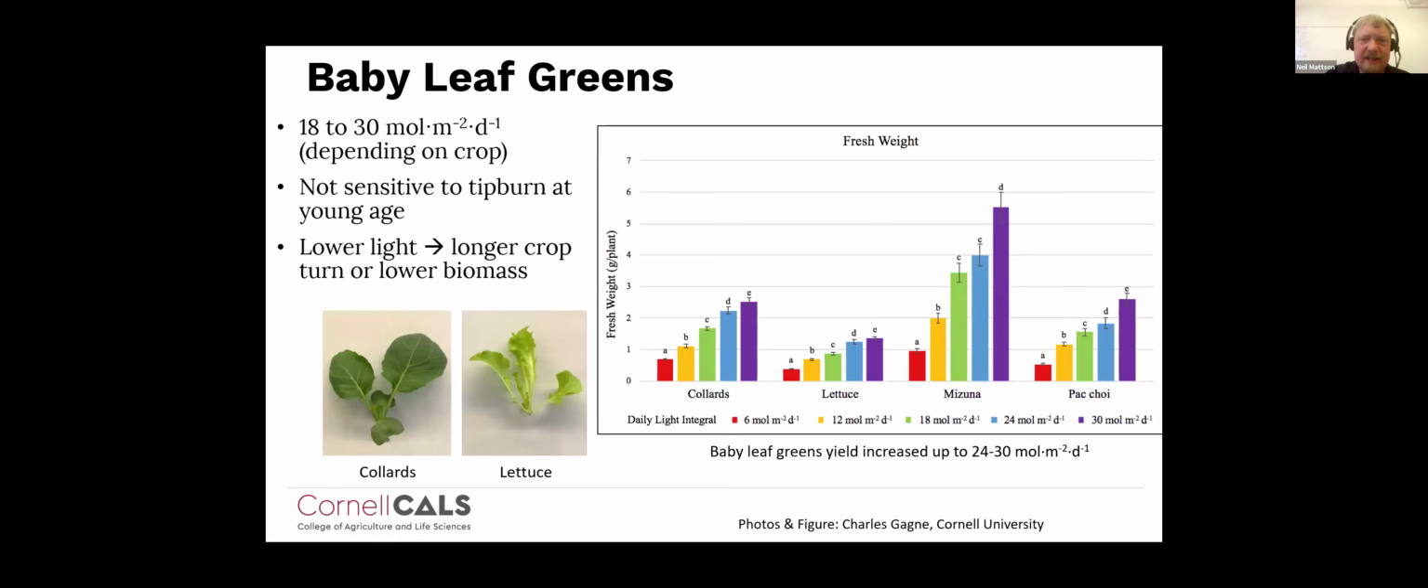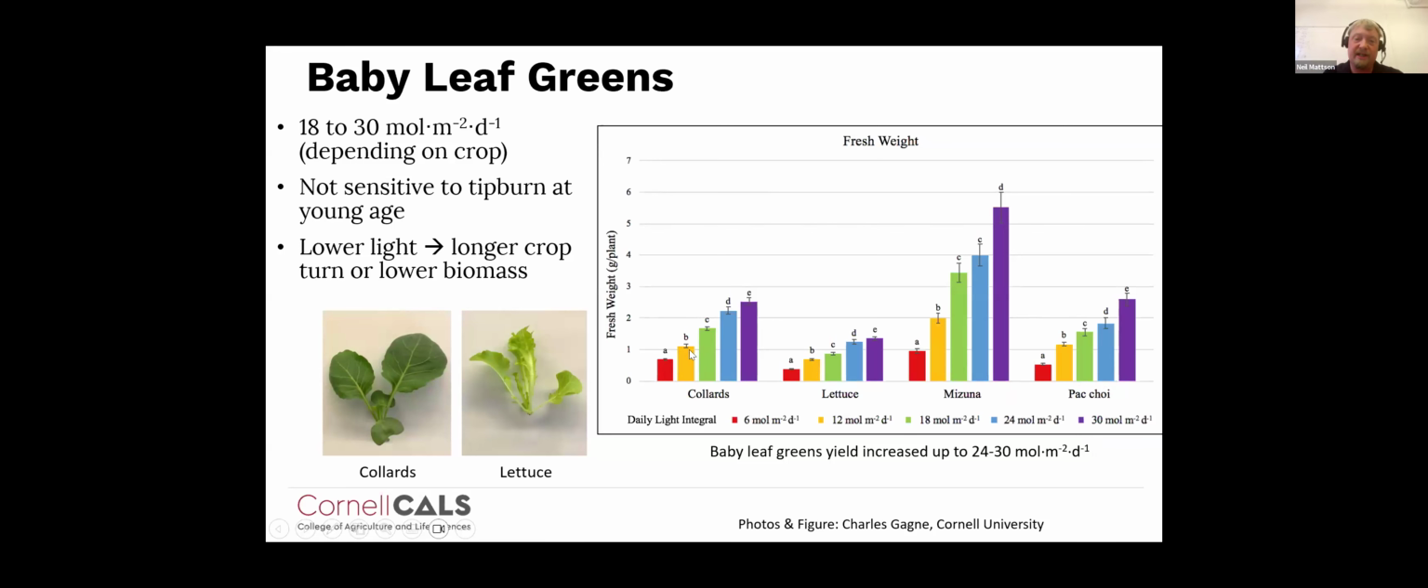And I think this is my last example just to further emphasize the point. This one was with baby leaf greens. This was an experiment from a former master's student, Charlie Gagnon, where we had collards, lettuce, mizuna, and bok choy, and we grew them for about 14 or 17 days until their leaves were about 4 inches long, under daily light integrals of 6 all the way up to 30 moles. And we saw for every species that we looked at an increase in growth across that range.